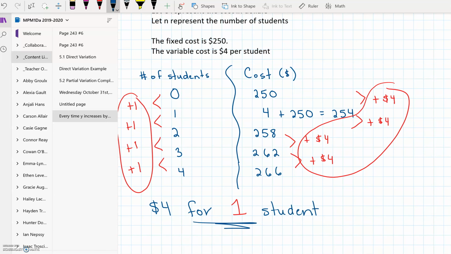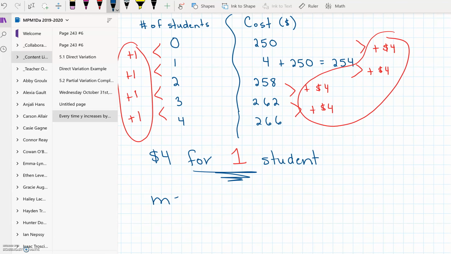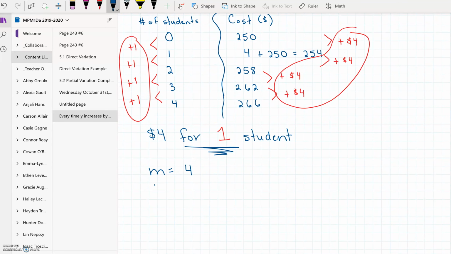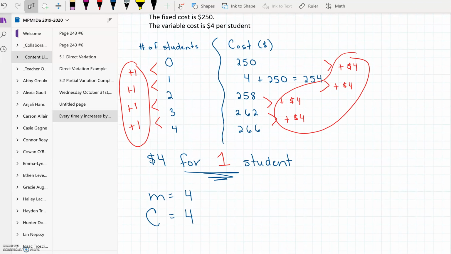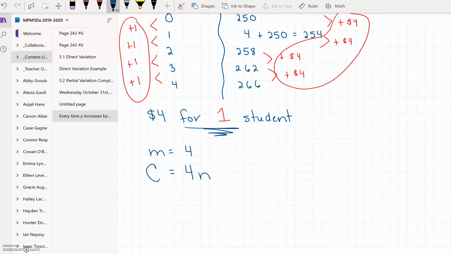Because I already have the something per one something, which means that's the rate. It's $4 every time you increase by one student. So m is 4. So if you go to do your equation, it'll be the cost is $4 per student. Now you have to realize what letter you're using for number of students, and it's N in this case. And there's an additional cost of $250.